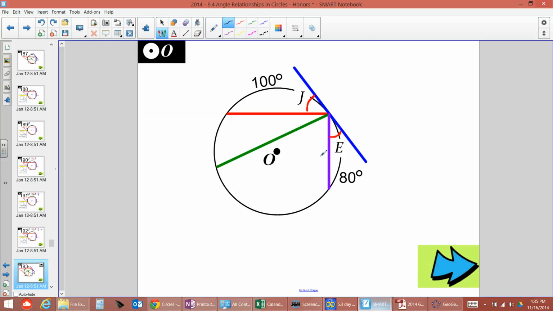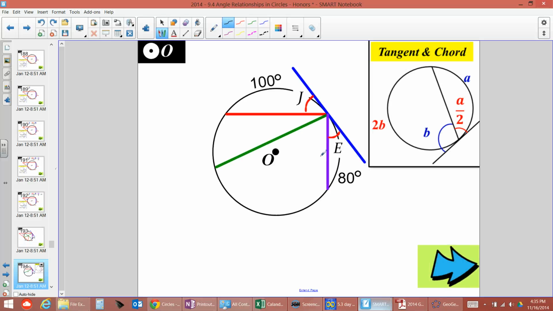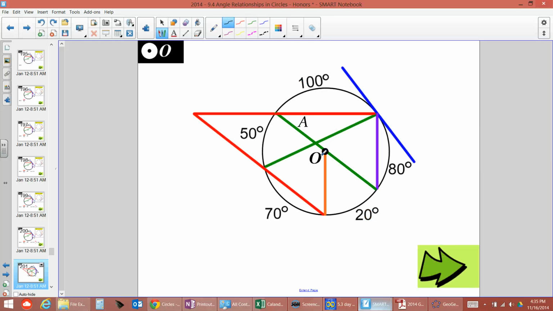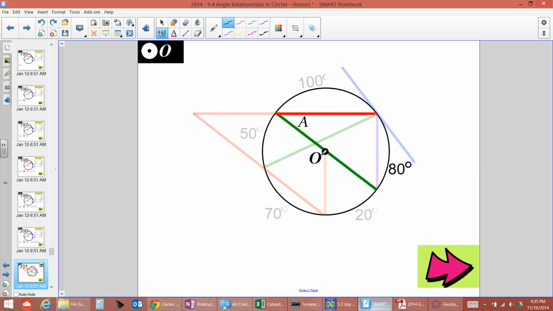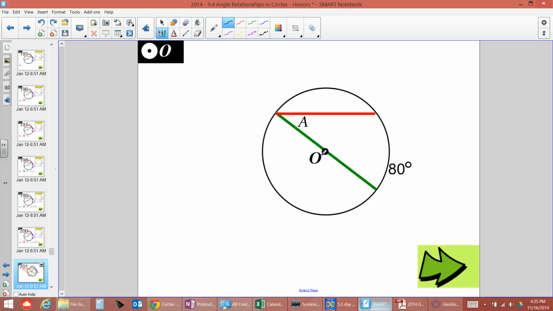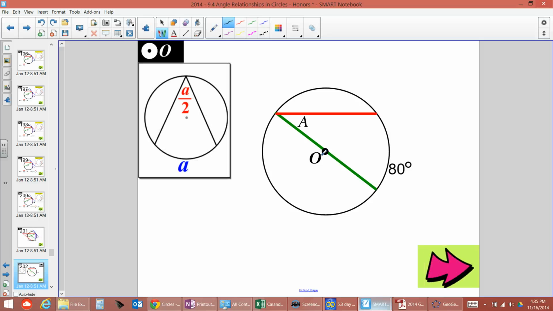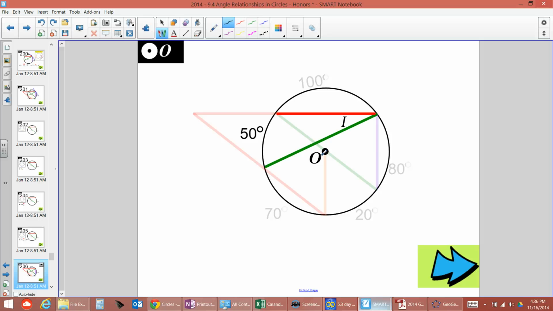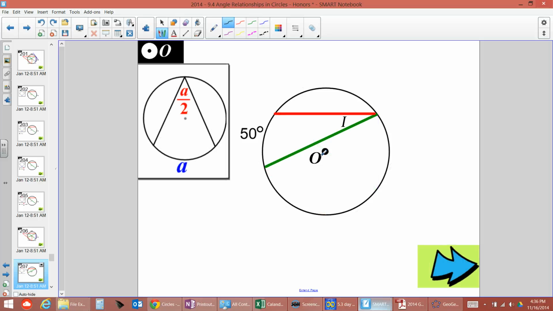Here I've got some tangent situations going on. J is going to be half of 100. And E is going to be half of 80. So we've got 50 and 40. Okay. Here I have an inscribed angle for angle A. Angle A is going to be half that, so it's going to be 40. Angle I, another inscribed angle, so it's going to be half of 50, which is 25.